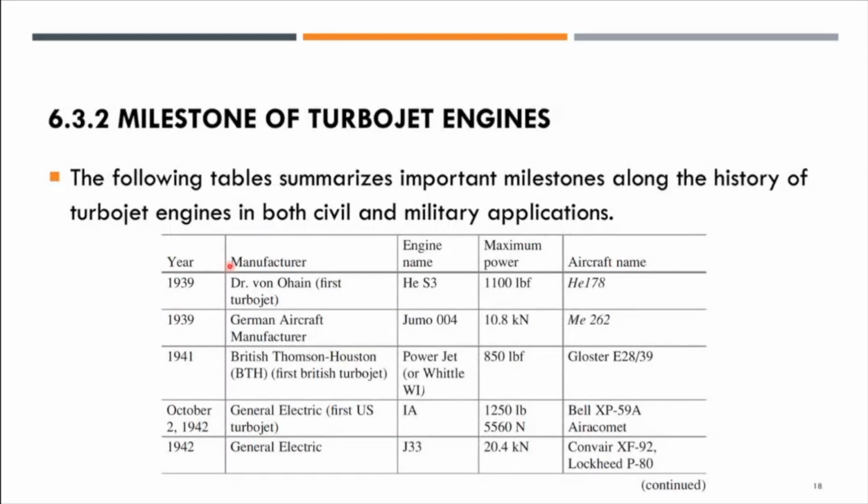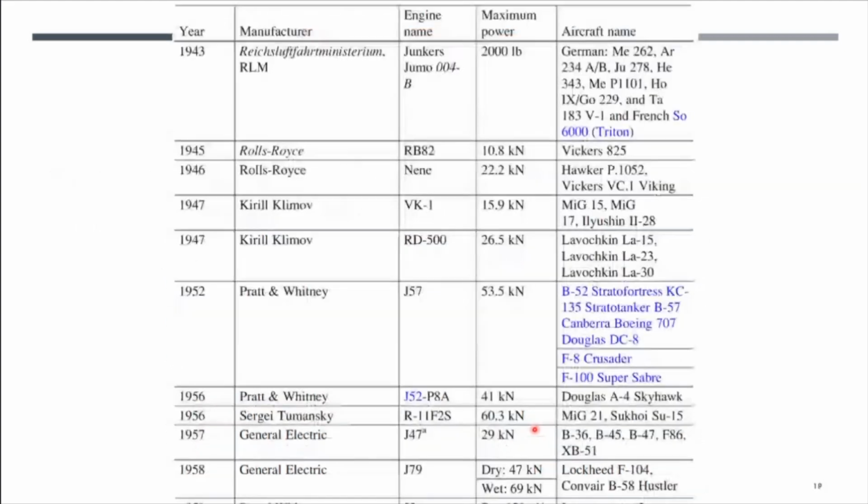So there are a few tables here that I'm going to share with you. They come from the textbook, where they summarize important milestones along the history of the turbojet engine, for both civil and military applications. I'm not going to go through all of the types of engine, the manufacturer, or the year. It started in 1939, and they also highlighted the maximum power produced. So you can go through it by yourself for your own interest.